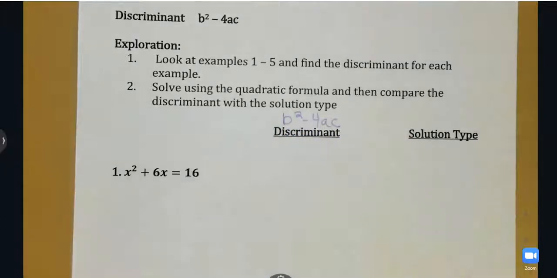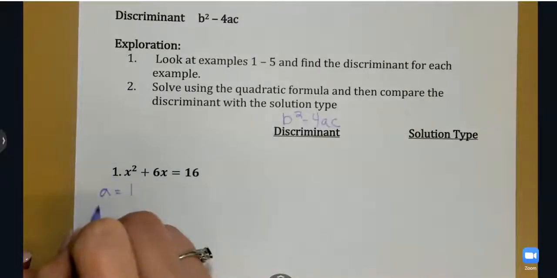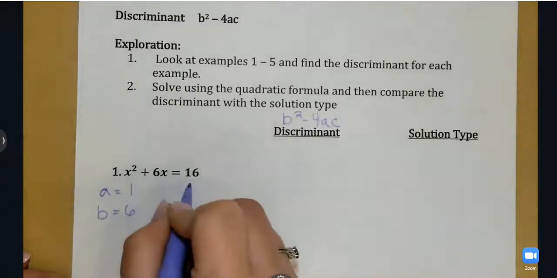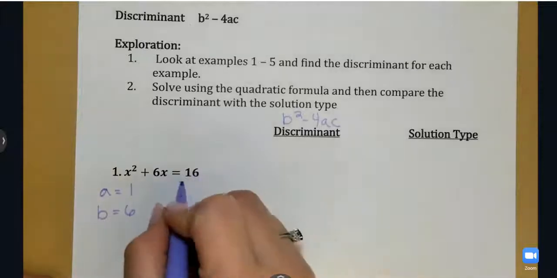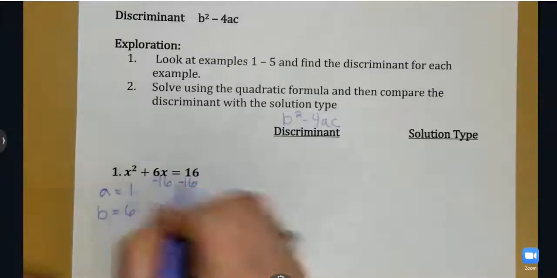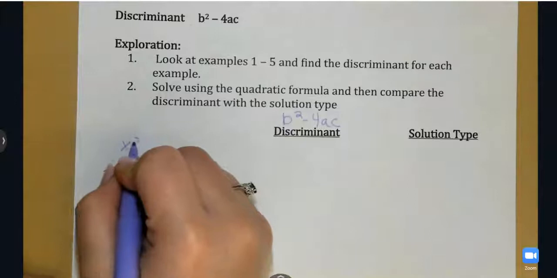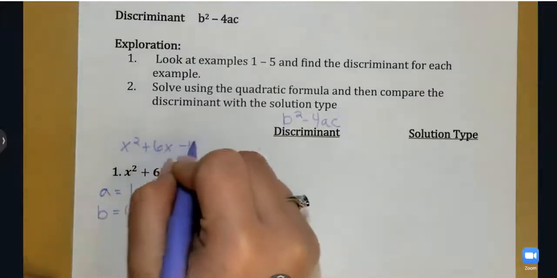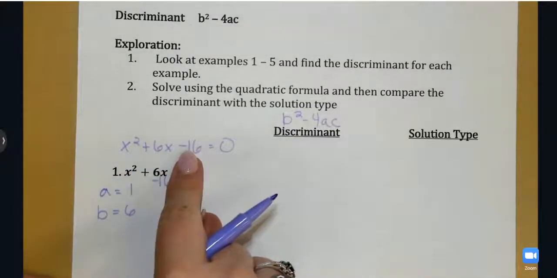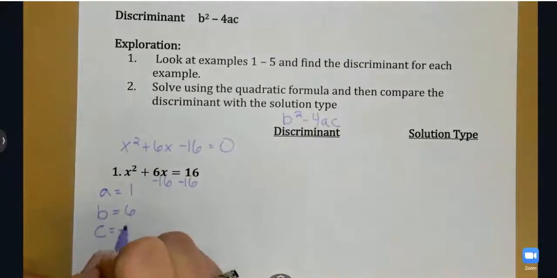I first need to identify what a, b, and c are. This example 1 here, a is 1, b is 6, and this is not equal to 0. So I need to move that 16 over, and that's going to give me x squared plus 6x minus 16 equals 0. So my c term is negative 16.